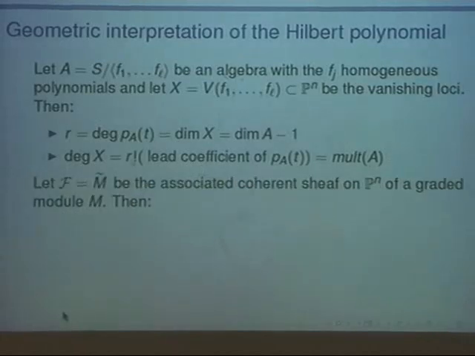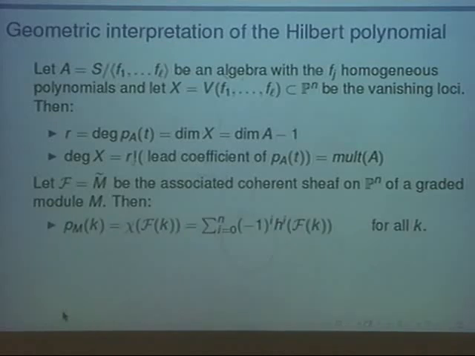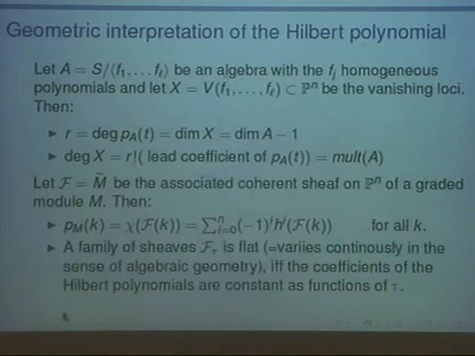So what is this polynomial? It took sort of a couple of years to really figure out what it is. What it really is, of course, is if we have a graded module, we take the associated coherent sheaf F, and then the Hilbert polynomial really is the Euler characteristic of F twisted by O of k for all k. And the last thing which one has to know about, if you have a family of sheaves F_tau, it is flat, meaning it varies continuously in the sense of algebraic geometry, if the coefficients of the Hilbert polynomial are constant as functions of tau.